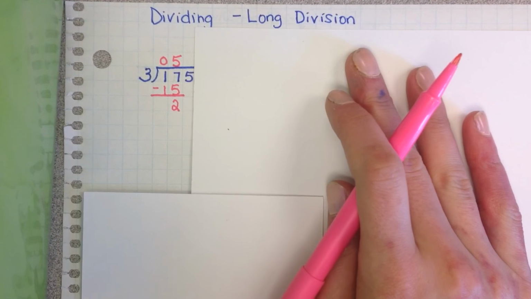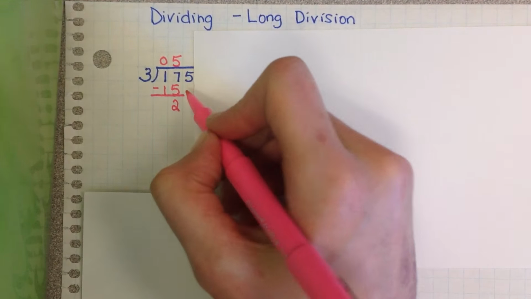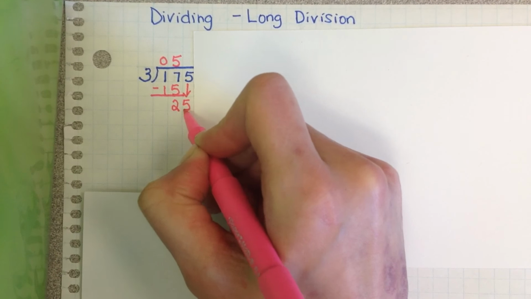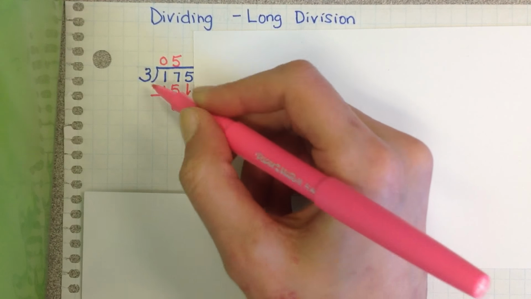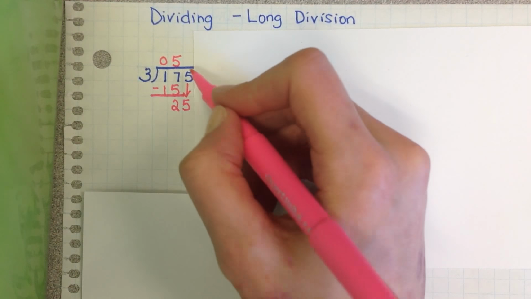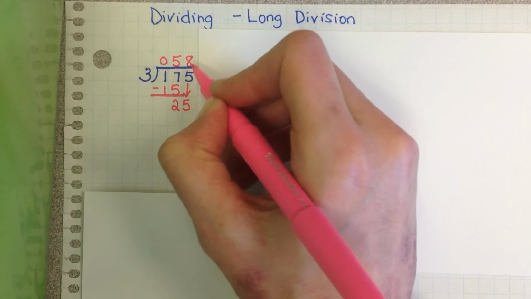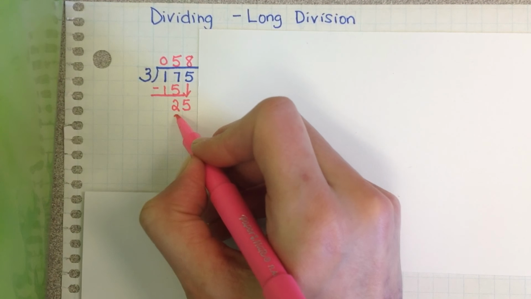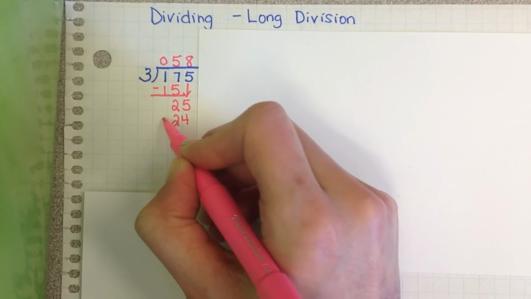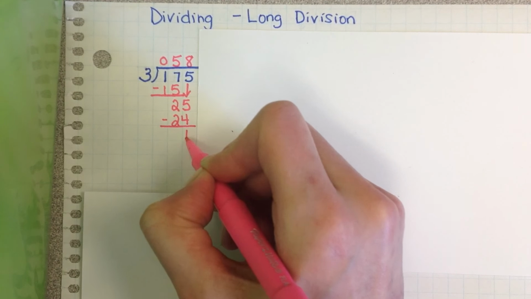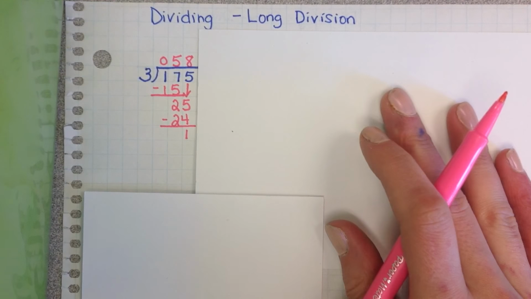So what I do is I go next door. I have a 5 there. If I bring him down, I can work with 25. I know that 3 times 8 is 24. That gets me pretty close. So I'm going to put 8 here. 3 times 8 is 24. Again, I subtract to find that I'm left with one person not in a group.